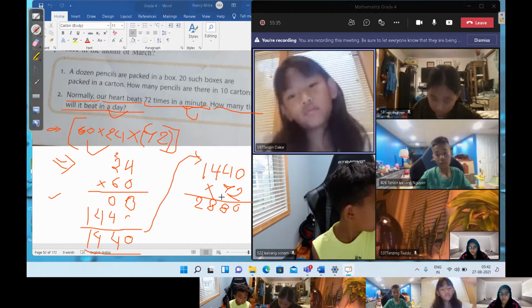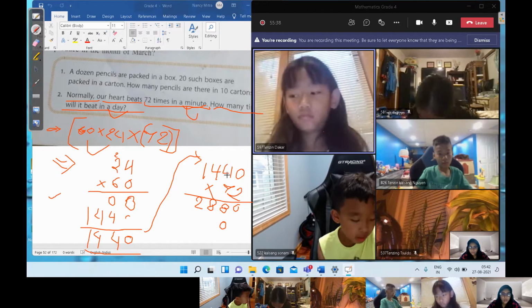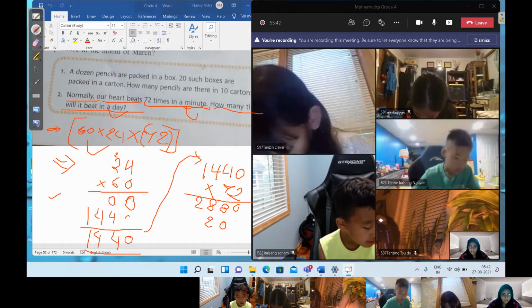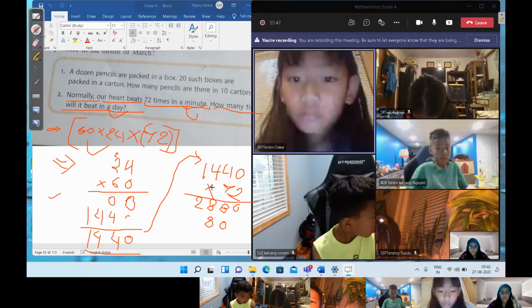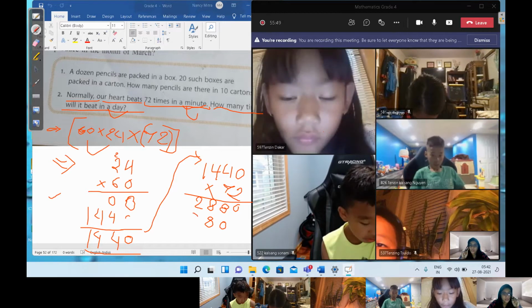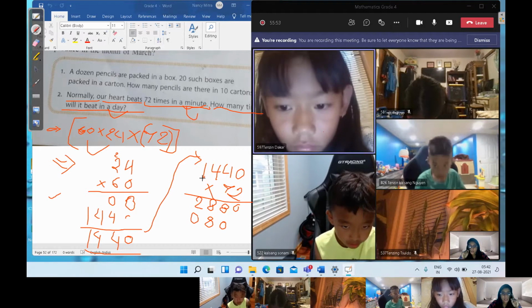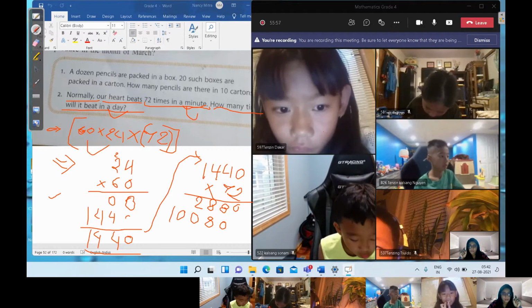Now we have to multiply with 7. So it is 0. 7 into 4 is 28. We have to write 28. And again 7 into 4 is 28. We have to add 2 more, it becomes 30. So 7 into 1 is 7. We have to add 3. It means it becomes 10.